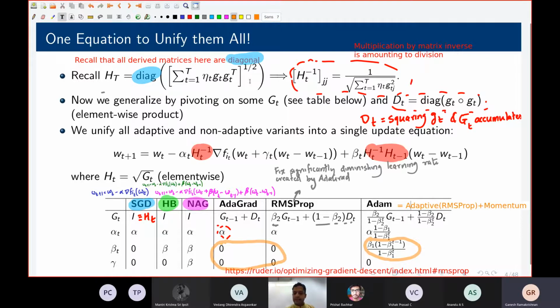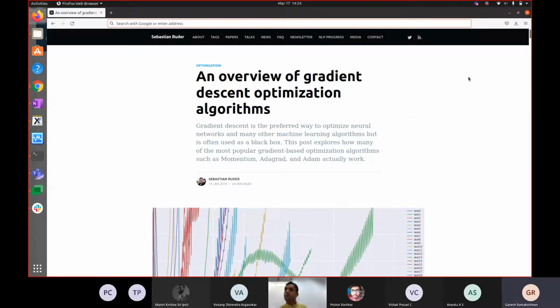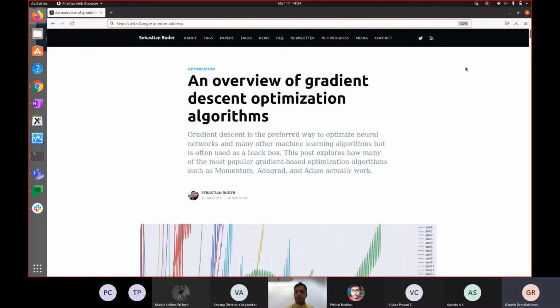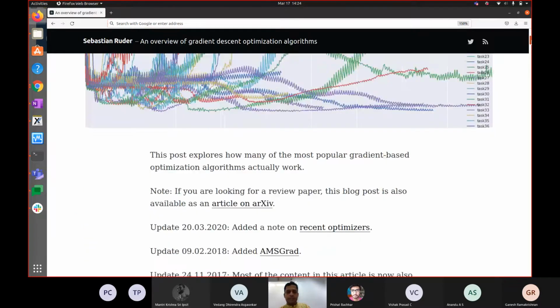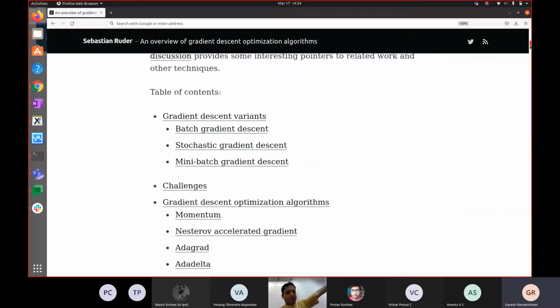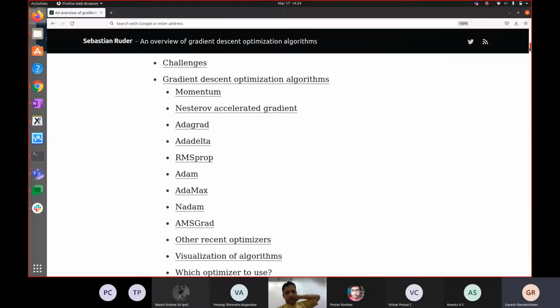With this understanding, unless you have questions, let's move on to this overview, this blog, rudder.io. I'll just highlight some important points here. So this has a whole bunch: Momentum, Nesterov, AdaDelta, RMS prop. As I said, RMS prop is a fix to AdaGrad, but AdaDelta was also a fix to AdaGrad. Both AdaDelta and RMS prop are attempted fixes to AdaGrad.